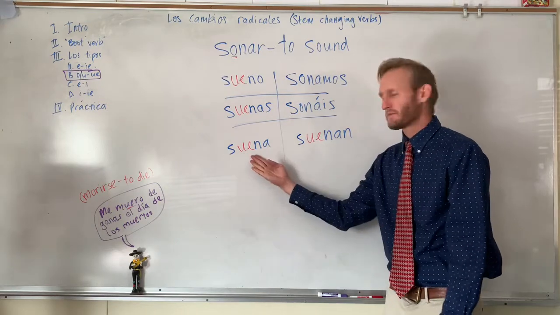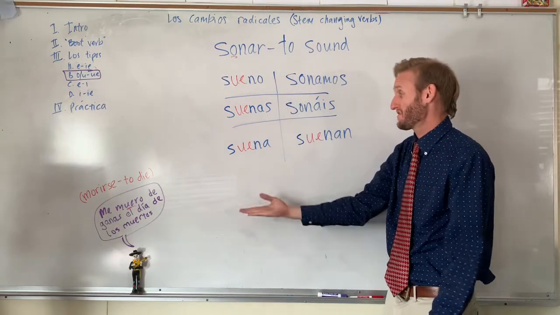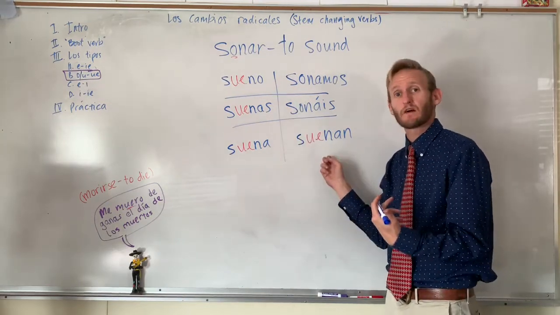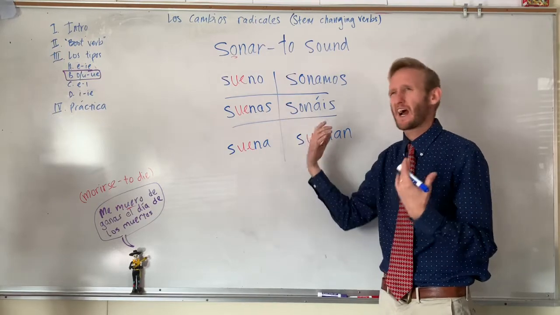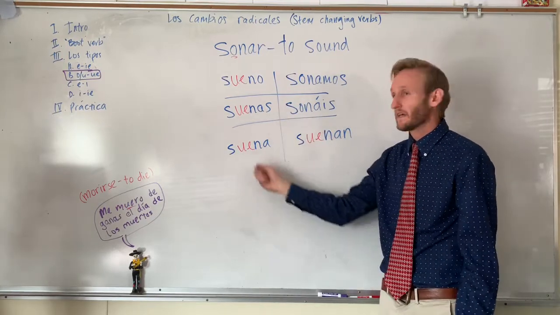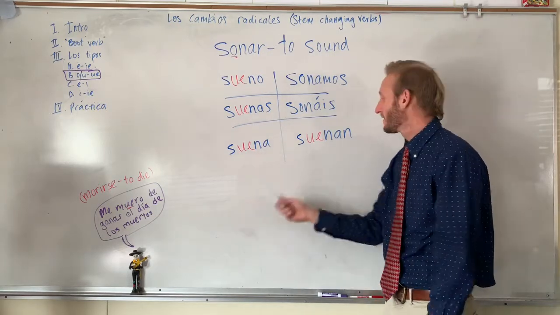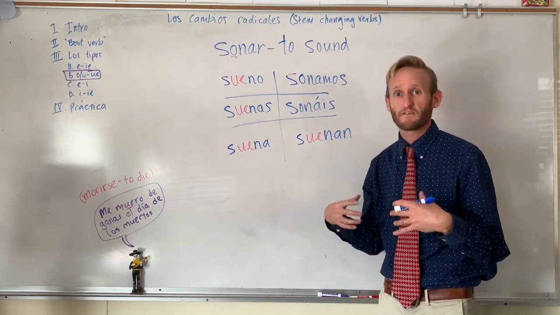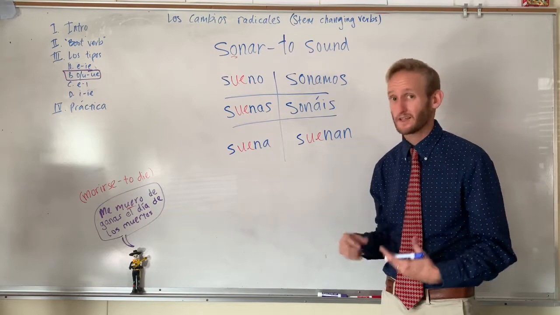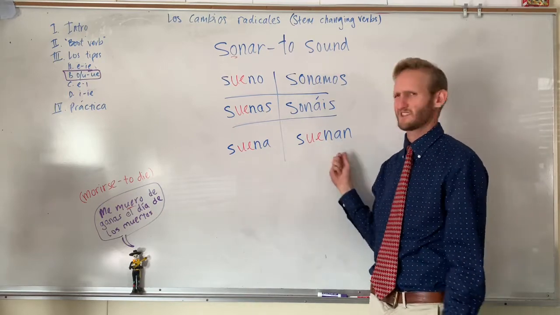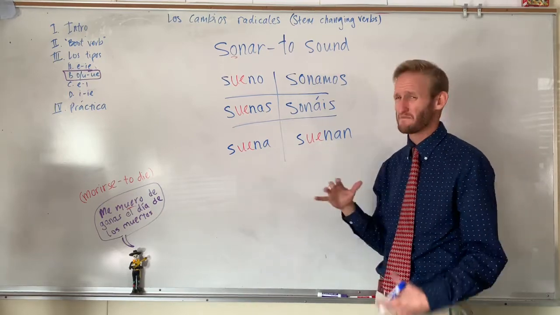Typically, your most common conjugations of this verb are like it sounds or they sound, right? You don't typically say I sound. Like if you listen to music, you'd be like, oh, it sounds good, suena bien. Or if you hear a group of musicians and they're playing like garbage, you could say suenan mal, right? They sound bad.